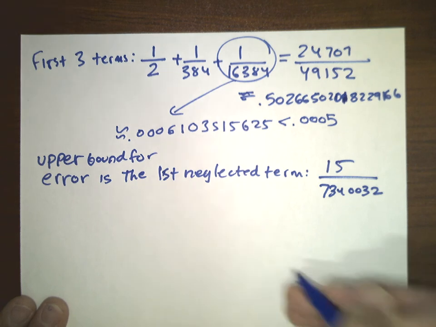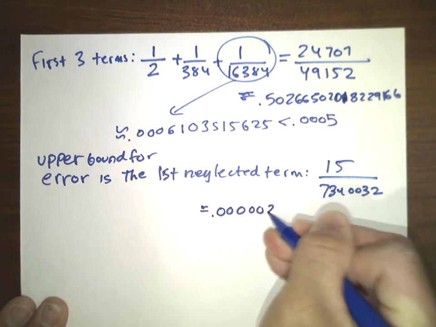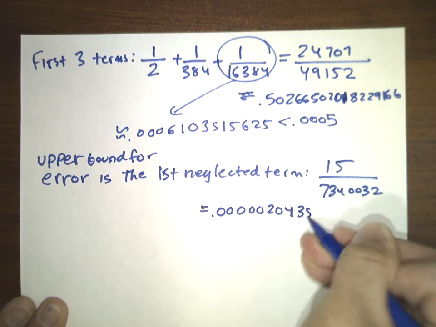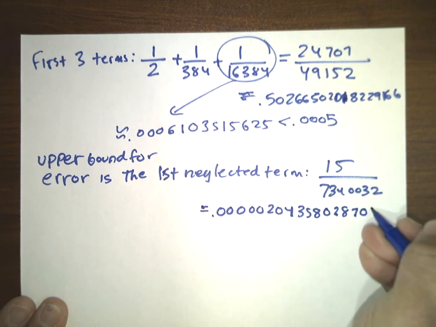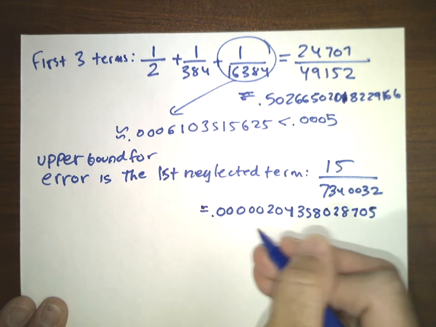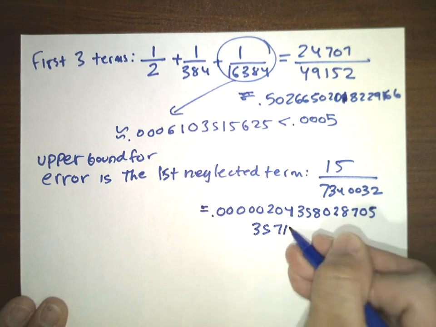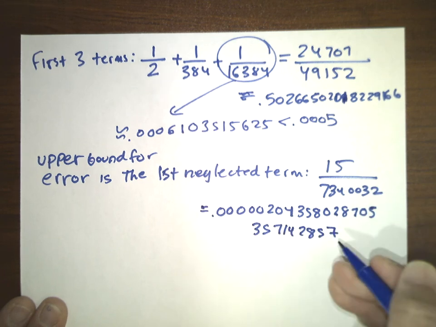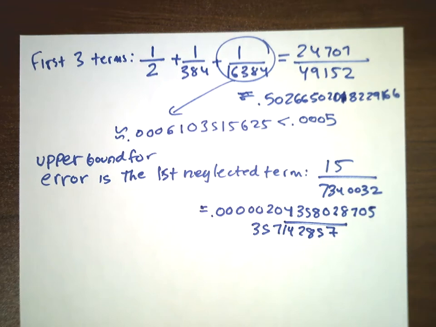So this is 0.000000204358028705357142857, with 142857 repeating. So that is the exact value of what the upper bound on the error would be here.